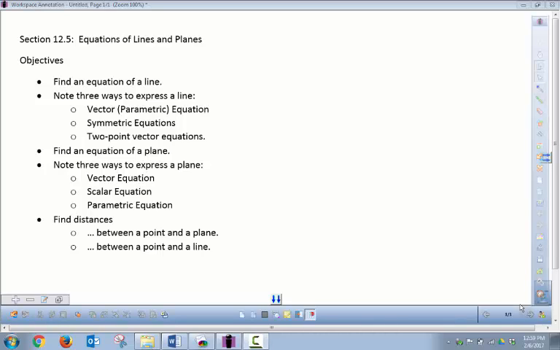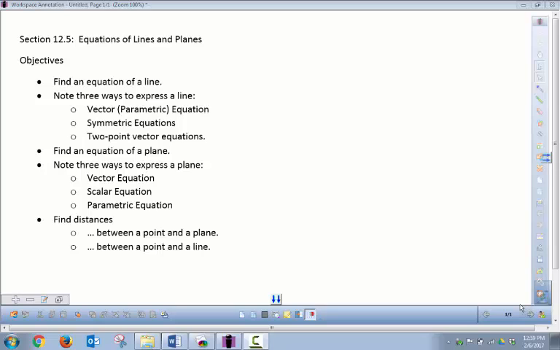We know how to deal with lines in 2 dimensions, but I think it's worth revisiting lines in 2 dimensions by looking at our equation of lines in vector form. We've talked about parametric equations already, and so when we talk about a line in vector form, it's essentially the same thing as dealing with it in parametric equations.